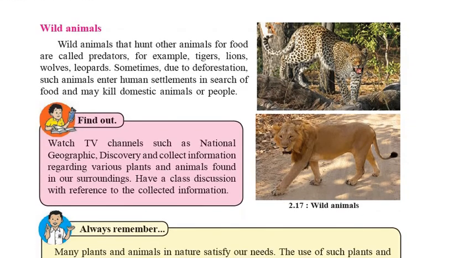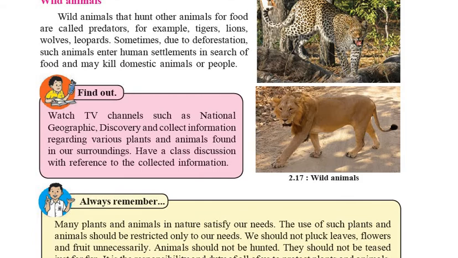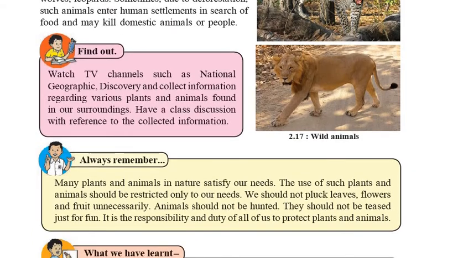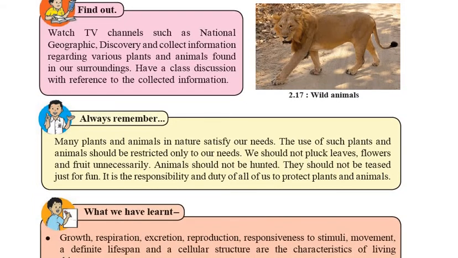Wild animals. Wild animals that hunt other animals for food are called predators. For example, tigers, lions, wolves, leopards. Sometimes due to deforestation, such animals enter human settlements in search of food and may kill domestic animals or people. Find out. Watch TV channels such as National Geographic, Discovery and collect information regarding various plants and animals found in our surroundings. Have a class discussion with reference to the collected information.